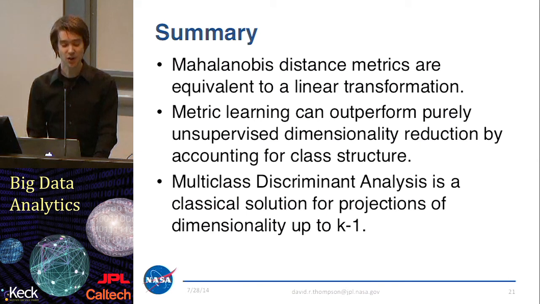Okay, so a quick summary of what we've covered in this lecture. We talked about Mahalanobis distance metrics, which are sort of an ellipsoidal generalization of the Euclidean distance. Applying them or measuring Mahalanobis distance is equivalent to applying a linear transformation on the original data set. Metric learning can outperform purely unsupervised dimensionality reduction by accounting for the structure of classes. And we've additionally shown how multi-class discriminant analysis is a particularly useful form of metric learning that can provide projections of dimensionality up to k-1, where k is the number of classes in your data set.